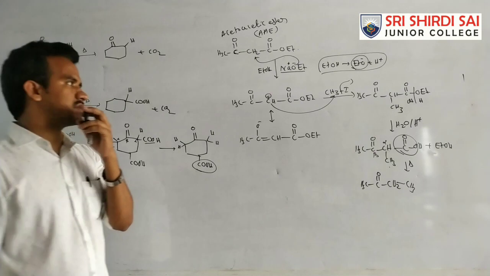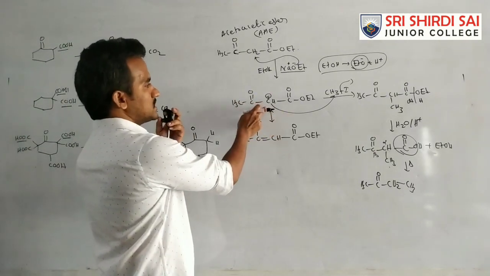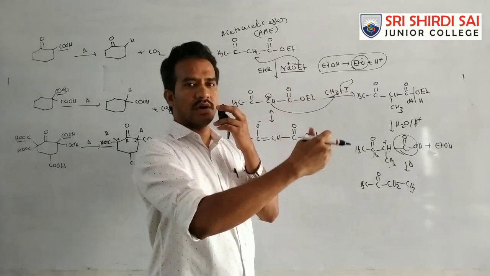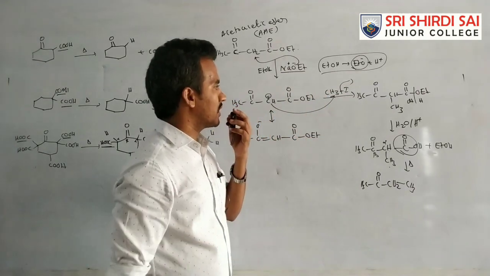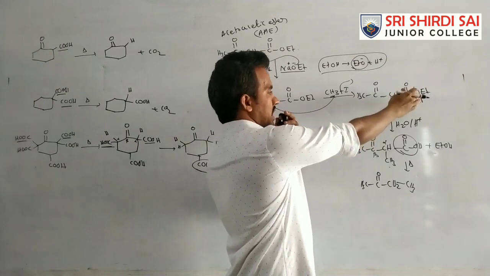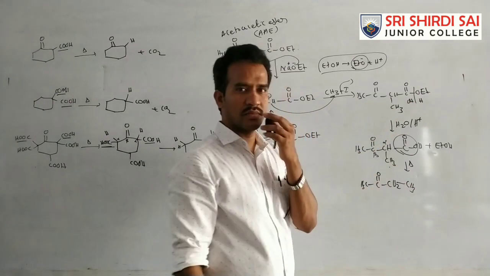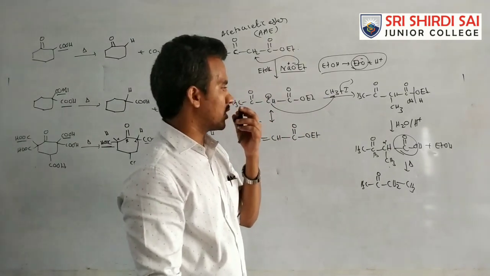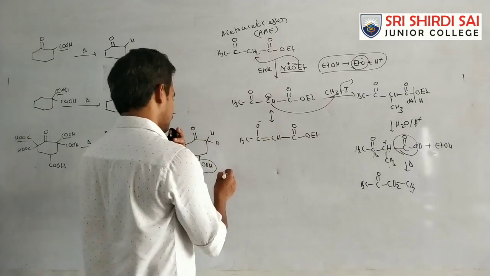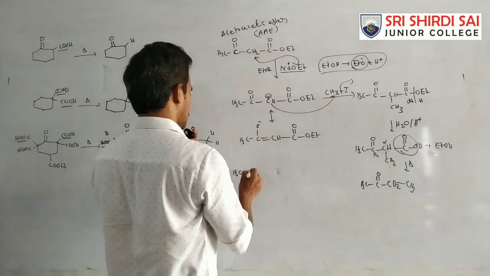So acetoacetic ester first undergoes an acid-base reaction that generates a nucleophile, and then by taking methyl iodide or ethyl iodide, whatever the alkyl iodide is, we will get some alkylation product. Now this one on hydrolysis followed by heating, we will get the ketone. So we can write the product for this one.